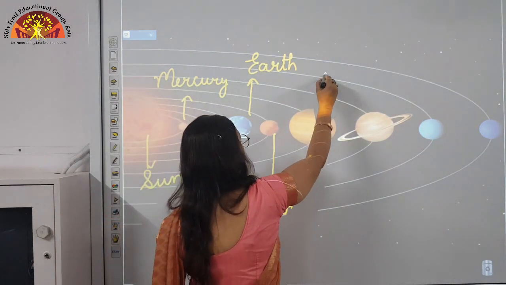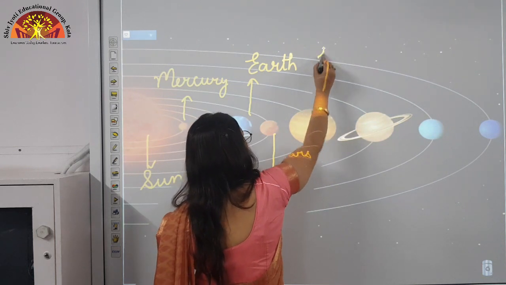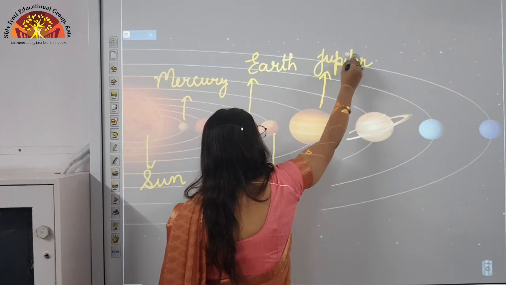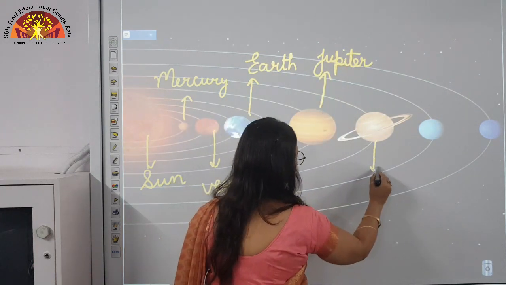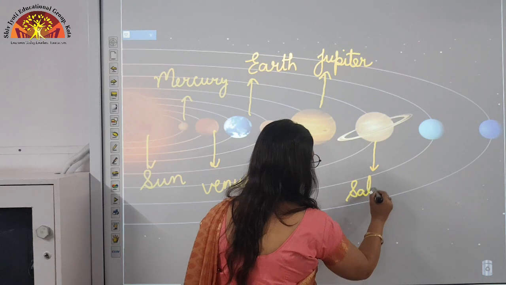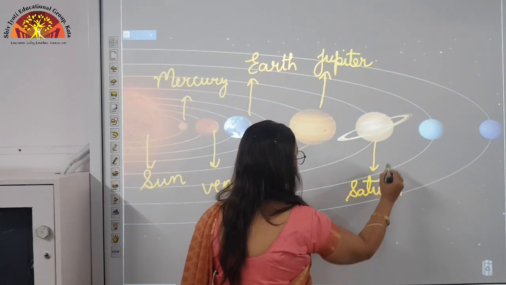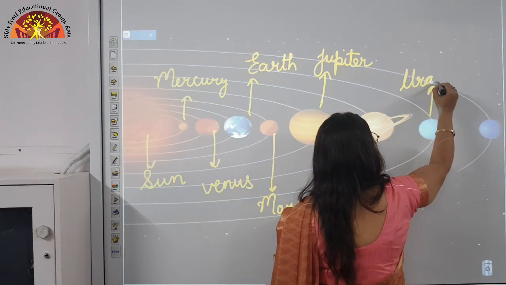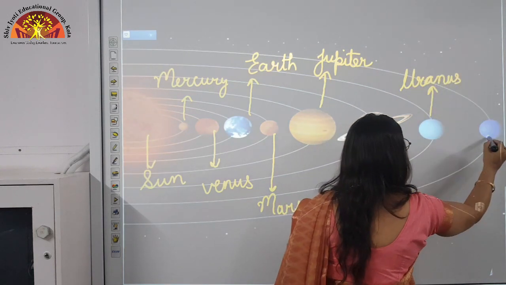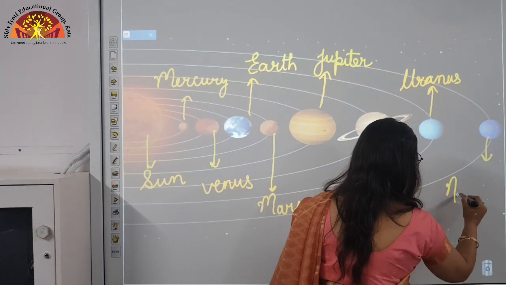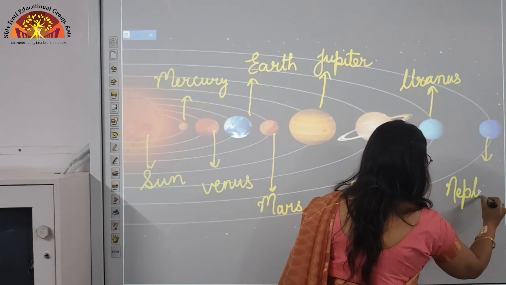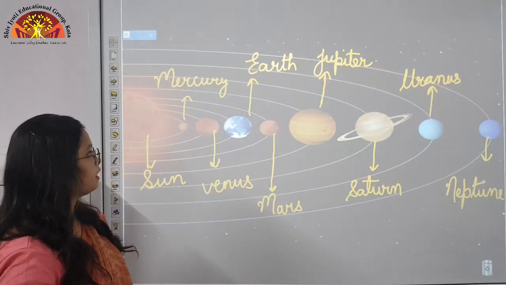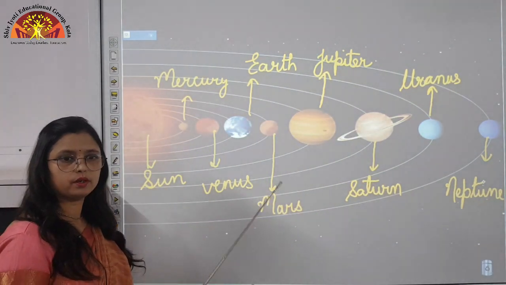then there is Jupiter, Saturn, Uranus, and the last one, that is the 8th one, it is Neptune. So, you can see these are the different planets of solar system.